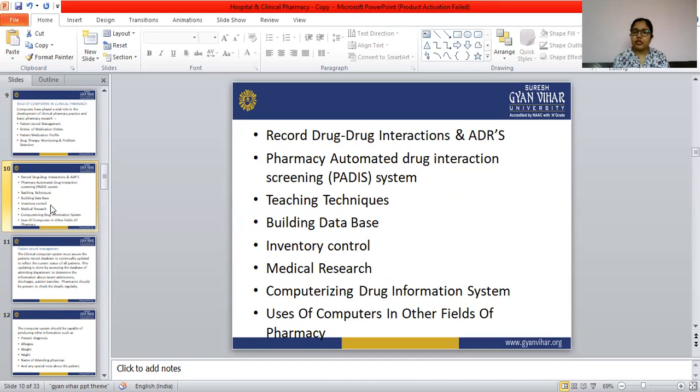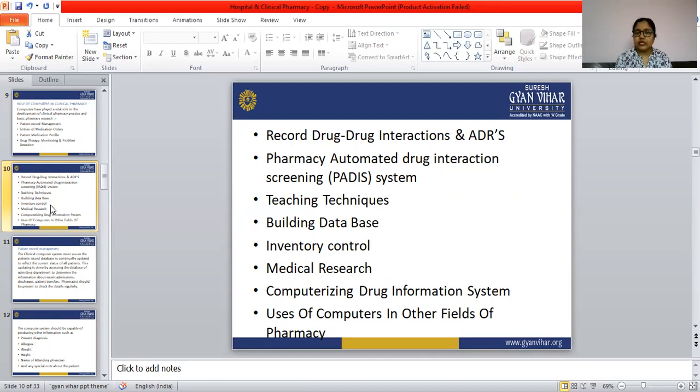And the pharmacy automated drug interaction screening system. This we can also do in the computer only. This is an automated system, a software present in the computer. They can detect the drug interactions automatically.